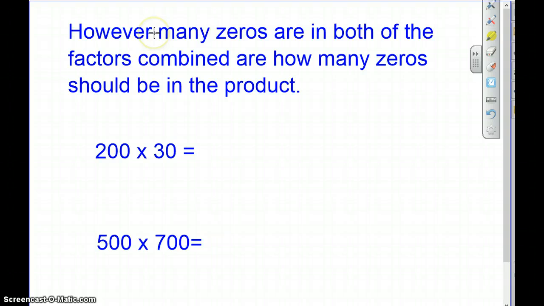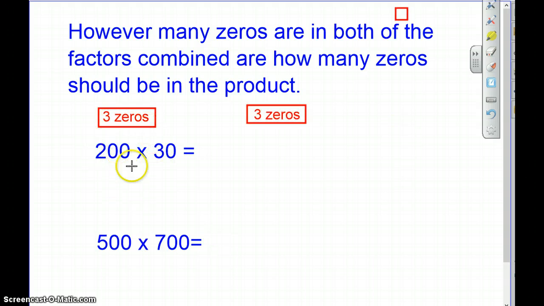However, something you need to keep in mind is that however many zeros are in both of the factors combined is how many zeros should be in the product. For example, in this problem, we have 200 times 30. I'm going to count the zeros in the factors. There are 1, 2, 3 zeros in these factors. So we have 3 zeros in both factors. That means there should also be 3 zeros in the product over here.